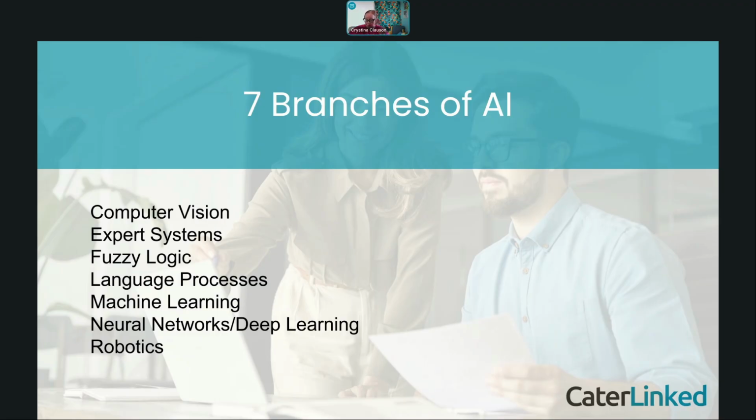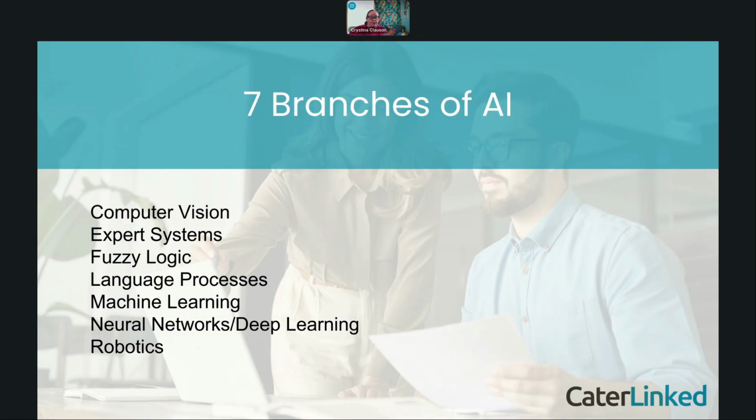Language processes use machine learning and linguistics to process human language, understand meaning, intent, and sentiment. And machine learning is the ability of machines to automatically learn from data, algorithms, and feedback. Neural networks and deep learning actually mimic sort of the brain's neuron responses. And robotics is AI coupled with engineering to have actual machines do physical work.